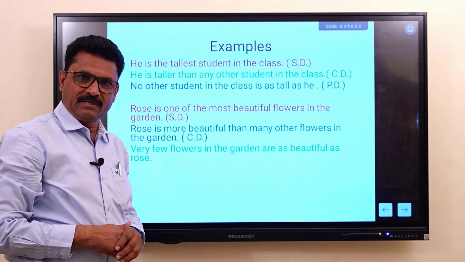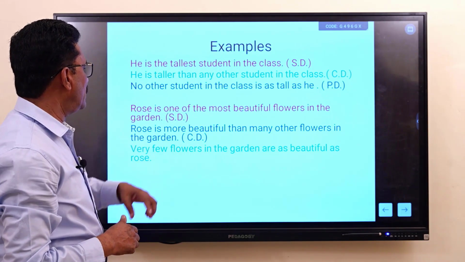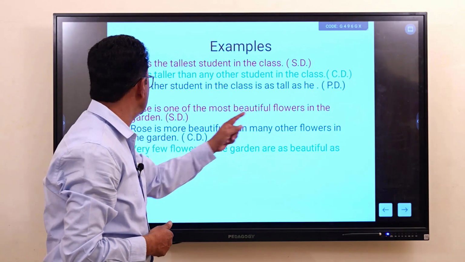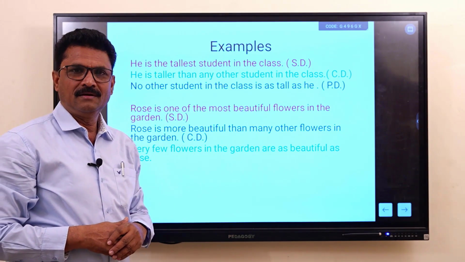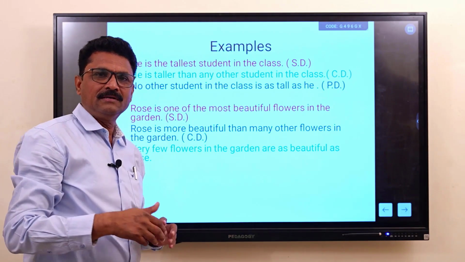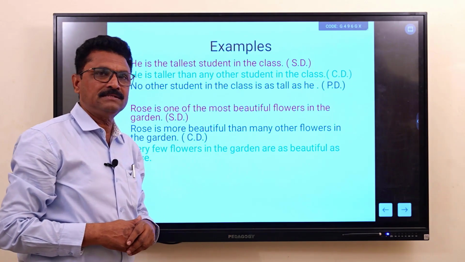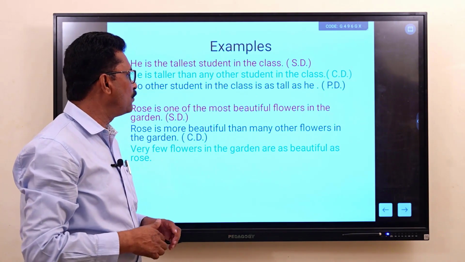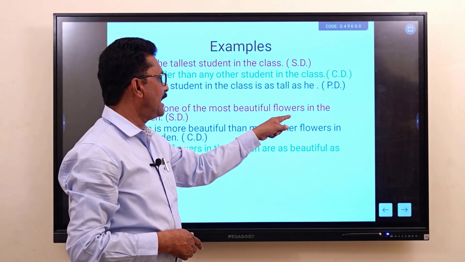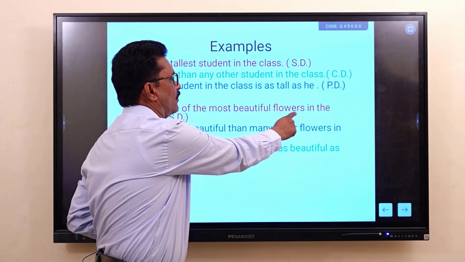Another example is given here. Rose is one of the most beautiful flowers in the garden. The example is a different one. If there is a one of the phrase in the sentence, we can use a plural noun after the adjective. So the plural noun flowers is here.